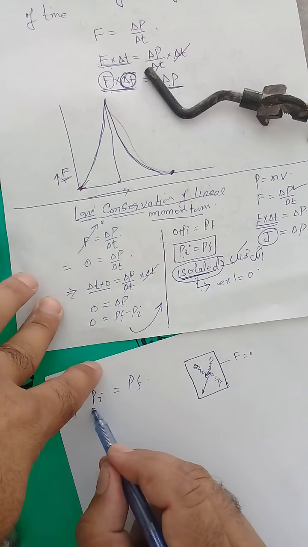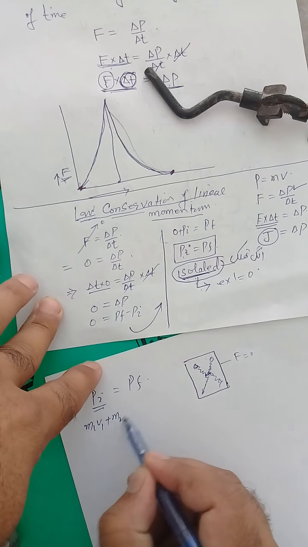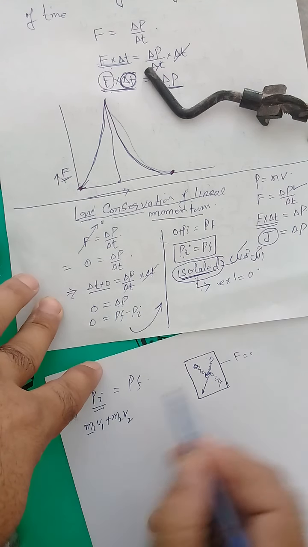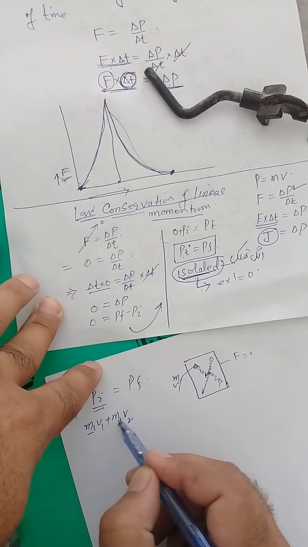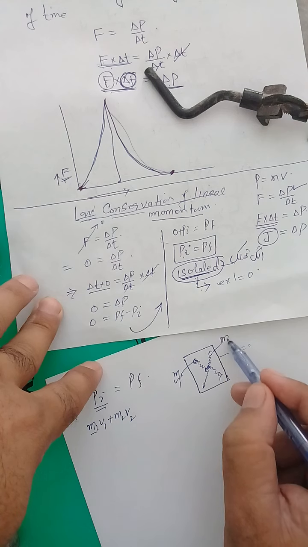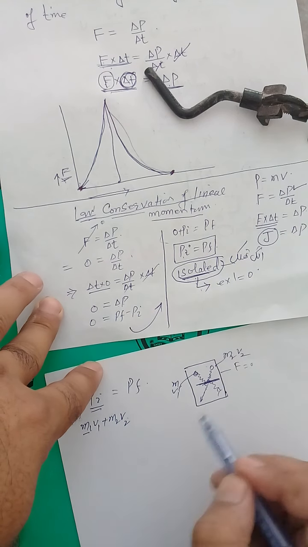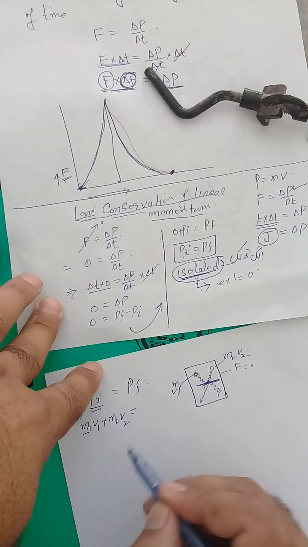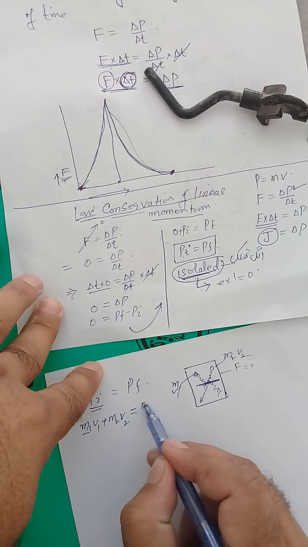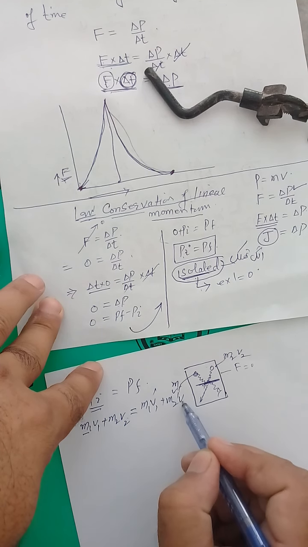Let's say we have two masses, m1 v1, m2 v2. This is mass 1 and its momentum m1 v1. This is m2 and velocity v2 before collision. When they collide elastically, their final momentum will be m1 v1 dash and m2 v2 dash.